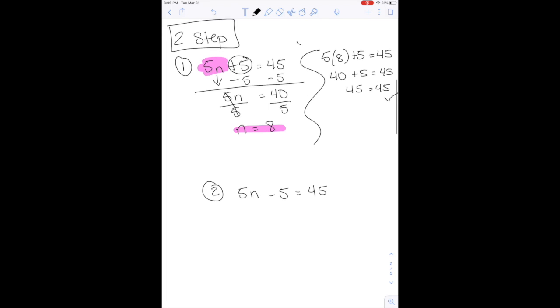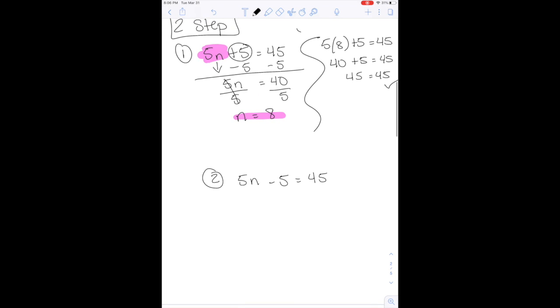All right. Our second example is similar, except this time it's 5n minus 5 equals 45. So again, our goal is to get that n by itself, but right now it's connected to that 5. So we have to do our first step to get it alone, which is get rid of this negative 5. A negative 5 is the same as subtracting. So in order to undo that, we have to add 5 to both sides. Our 5's cancel here. We're left with 5n equals 50.